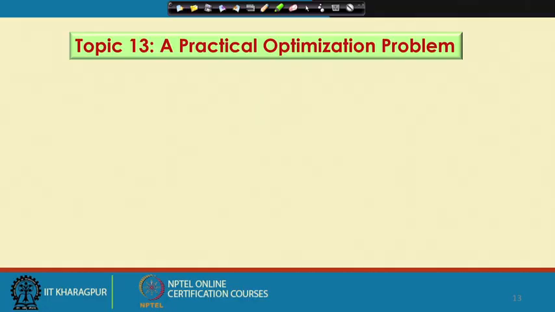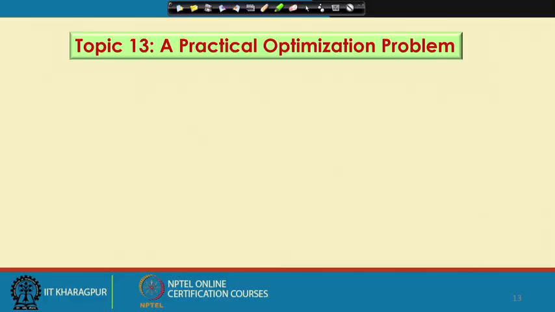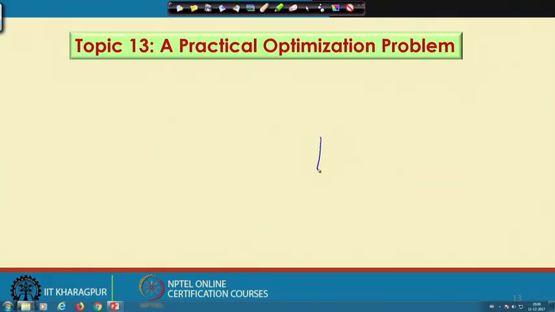Now, what we did in topic 13, we took one practical optimization problem. The problem was very simple, and we formulated it as a constrained optimization problem. First we considered it as a single variable optimization problem, and we solved it using all the techniques, starting from the traditional and all the non-traditional techniques. It was a very simple problem.